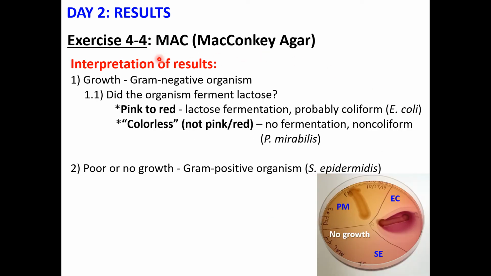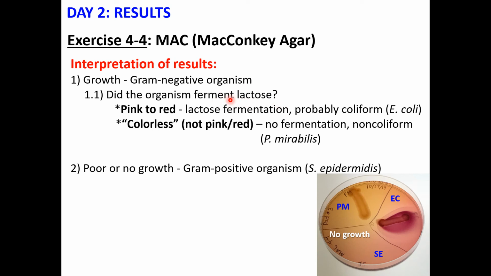Then we would look at the MacConkey result. The MacConkey now is promoting the growth of gram-negatives. We had a control here, which is Staph epidermidis, so Staph epidermidis would not grow at all on this plate. But then we have P. mirabilis and E. coli, and they can both grow in here. But now what's the difference between them? Growing here just showed that they're gram-negatives. What else can they do?